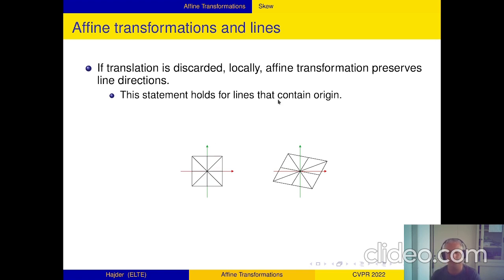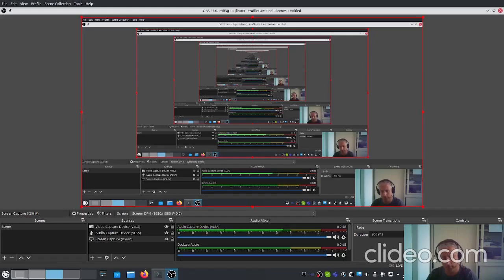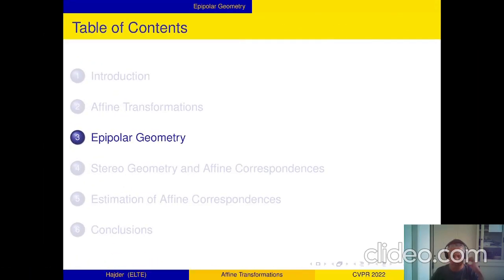Okay, so if somebody takes a line which contains the origin, in that case the affine transformation can transform the direction of this line. Okay, this is a practical property of the affine transformation. Now let's overview the basics of epipolar geometry.